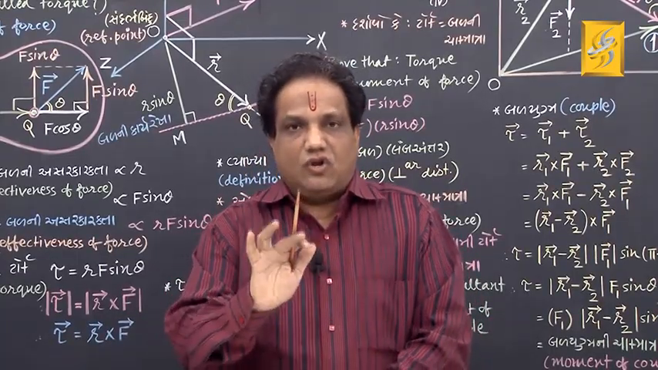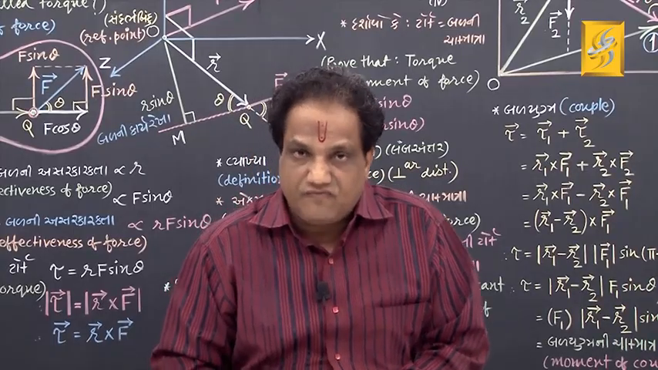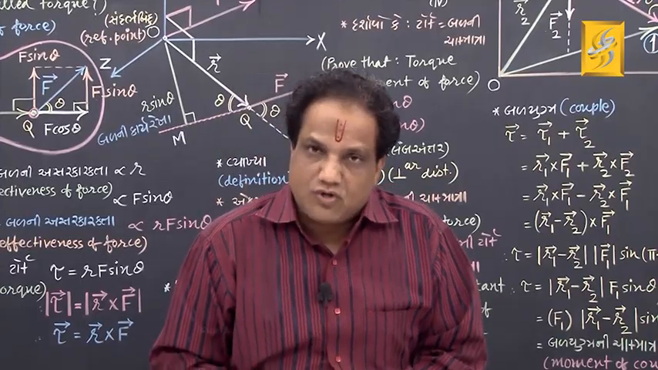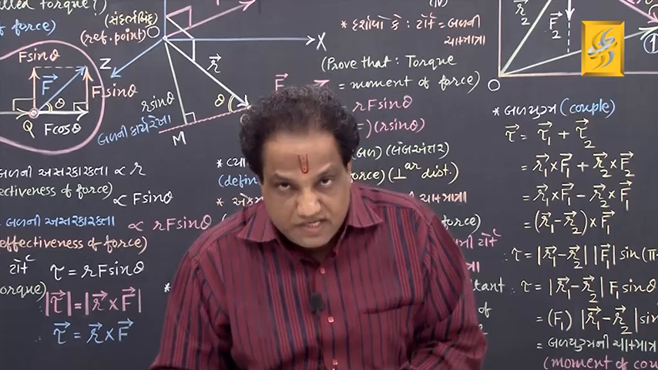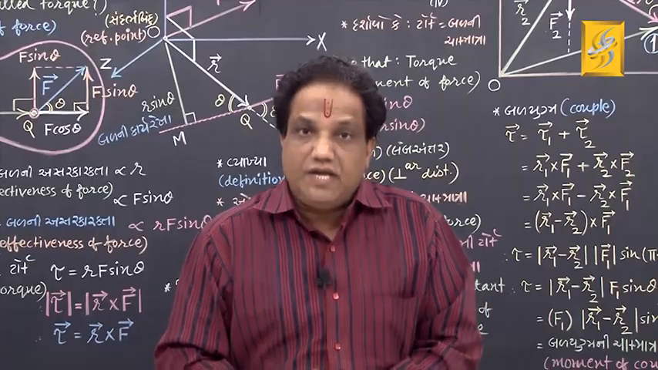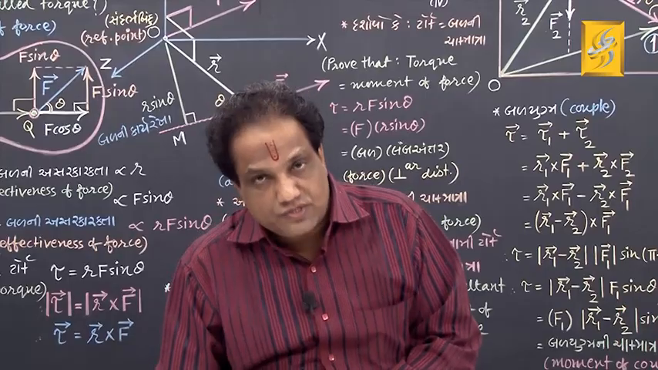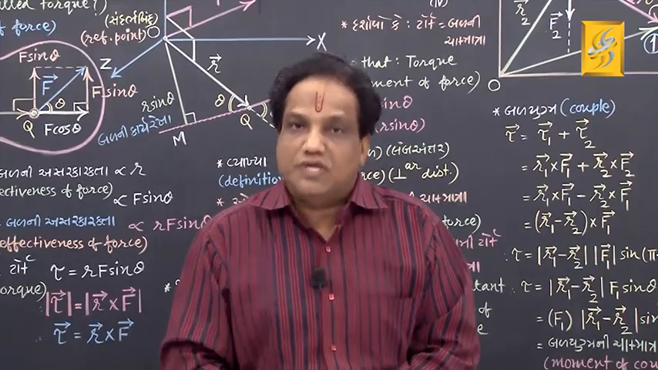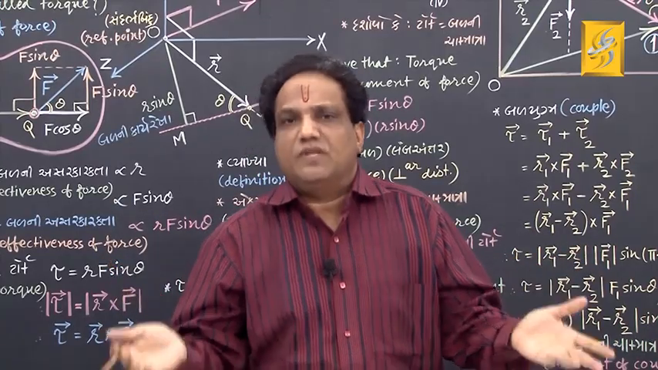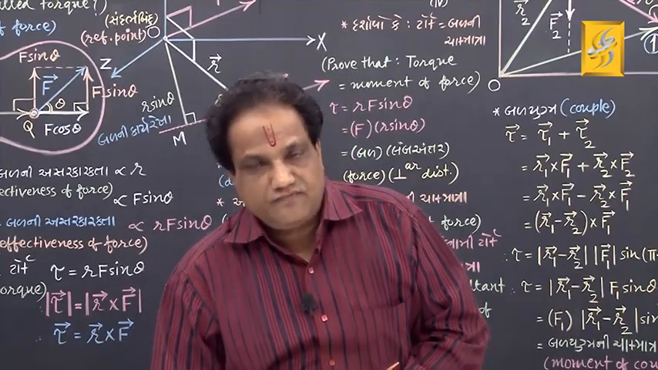After all, what is torque? It is a quantity which is responsible for producing rotational motion in a body, and that quantity, from the formula point of view, is tau equals Rf sin theta, correct? It gives you a measure of the effectiveness of an applied force in producing rotational motion. If torque is more, more rotational motion is produced. If torque is less, less rotational motion is produced, correct? Fine.